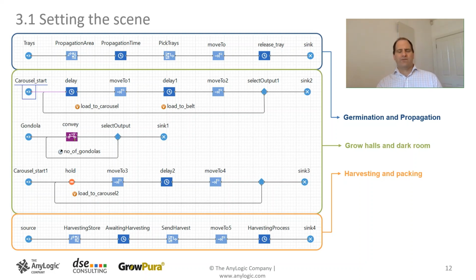Once the plant is ready for harvest, it's prepared for harvest in a certain way, and then sent to the harvest area, where obviously it's harvested and packaged and sent out to customers. So this is very much a factory type of process.